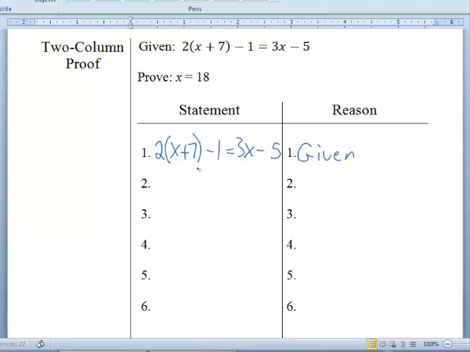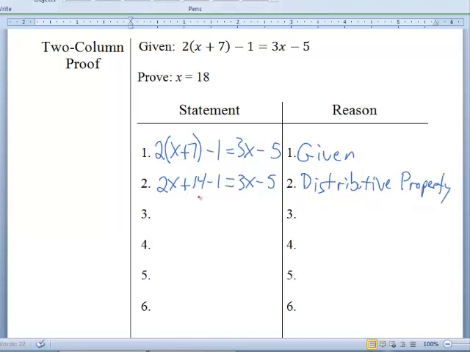That's our given statement. Okay, you might know, or you should know, that our first step to solve this equation is to distribute the 2 to the x and to the 7. So I can do that, and I'll get 2x plus 14 minus 1 equals 3x minus 5. All right, and why did I do that? What's the reason? We just simply put the distributive property.